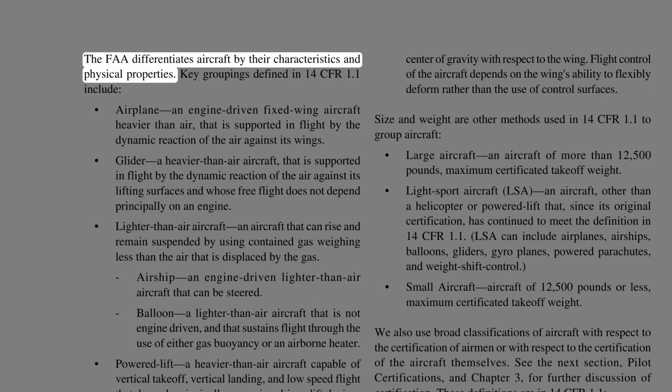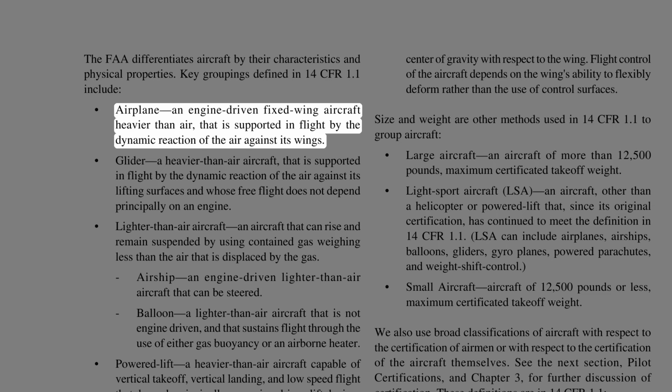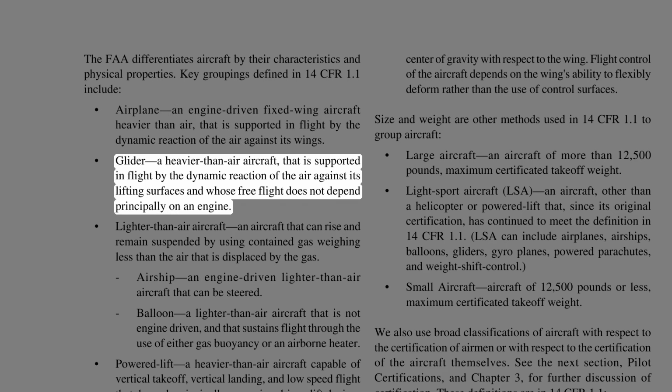The FAA differentiates aircraft by their characteristics and physical properties. Key groupings defined in 14 CFR 1.1 include: airplane, an engine-driven fixed-wing aircraft heavier than air, that is supported in flight by the dynamic reaction of the air against its wings. Glider, a heavier-than-air aircraft, that is supported in flight by the dynamic reaction of the air against its lifting surfaces and whose free flight does not depend principally on an engine.